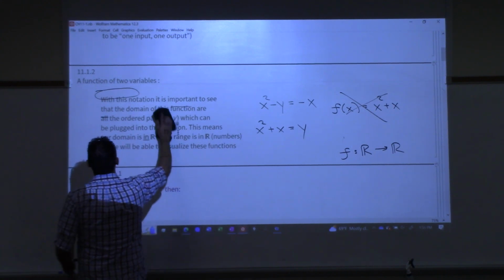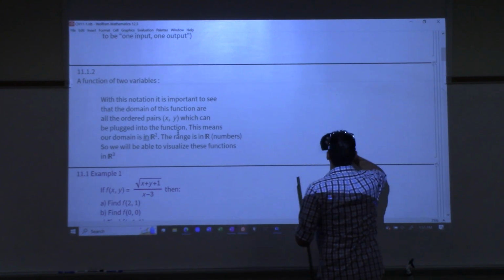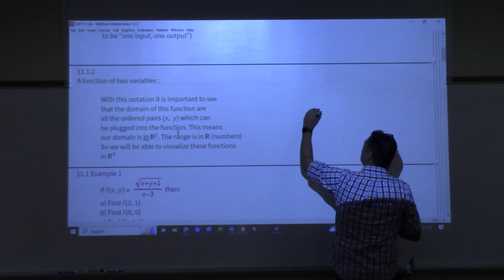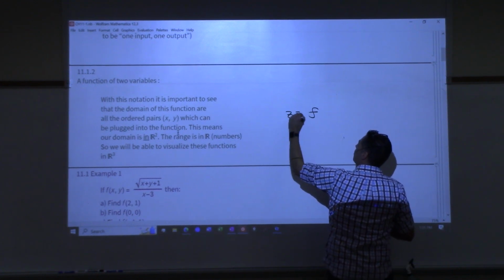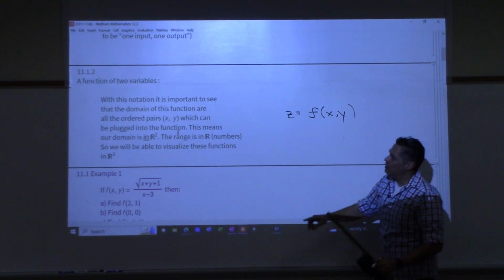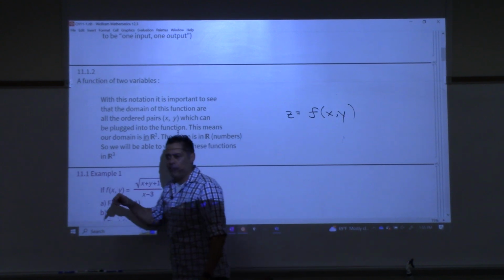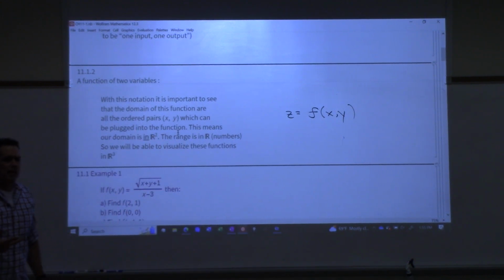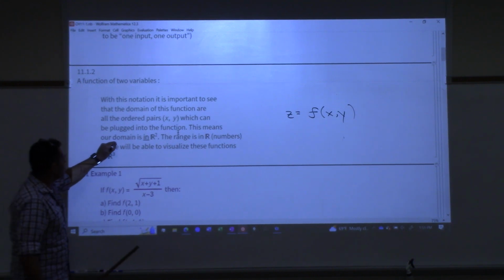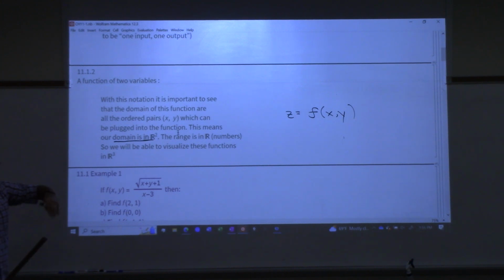With this notation, if I'm going to use this notation, that z is equal to some function of x and y, it's important to see that the domain of this function is all the ordered pairs, x and y, that can be plugged into the function without there ever being a problem. I'm going to give you an example, all right? But the domain lives in two-dimensional space as opposed to one-dimensional space. And then the output is in one-dimensional space.